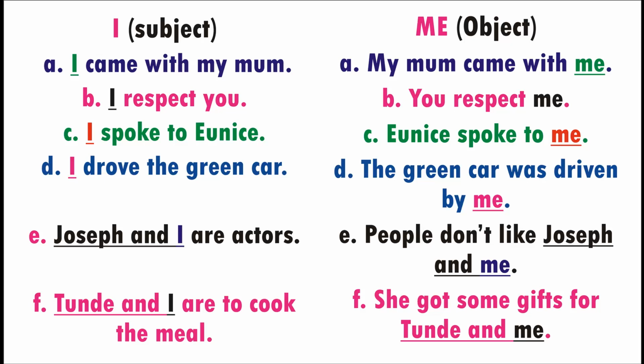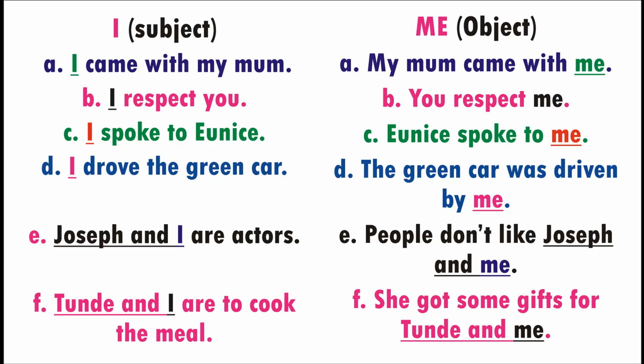Let's come to the object form of it. People don't like Joseph and me. So in this place too, me is correct, because Joseph and me are the object of the verb don't like. The object form is appropriate here. So people don't like Joseph and me.